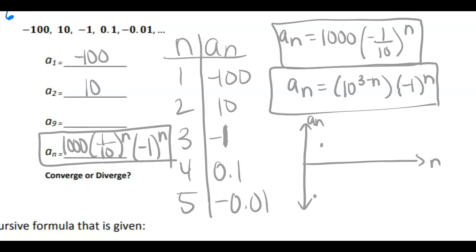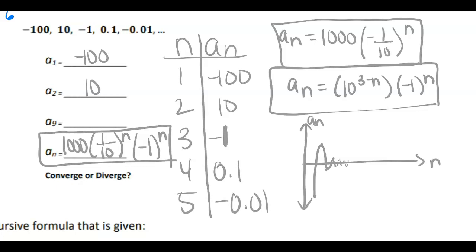And then 3, negative 1 is going to be somewhere down here. 4, 1 is going to be up here. 5, negative 0.1 is going to be somewhere down here. And then it's going to keep going. It's literally just going to keep going just like this. Is this converging or diverging?